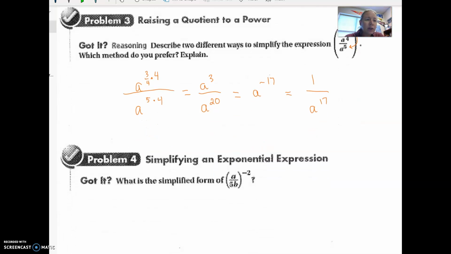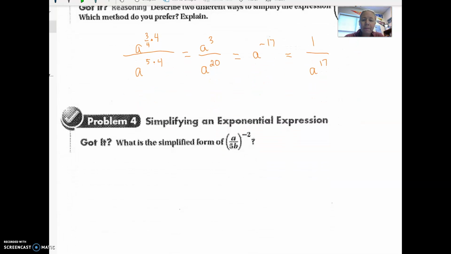So let's look at another problem here. Now in example 4, we're still simplifying an exponential expression, but we have to think about how we would start this. Now there's a few ways you could start this. You could go ahead and distribute that -2 to the top and the bottom of the quotient, or you could flip it first to get rid of the negative. You could flip the whole fraction.